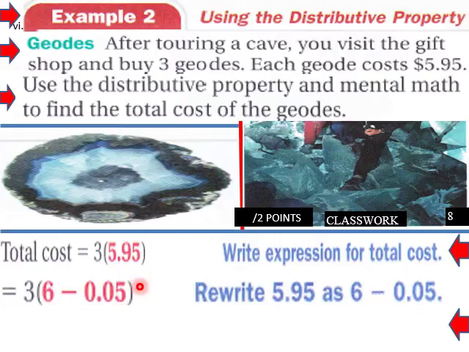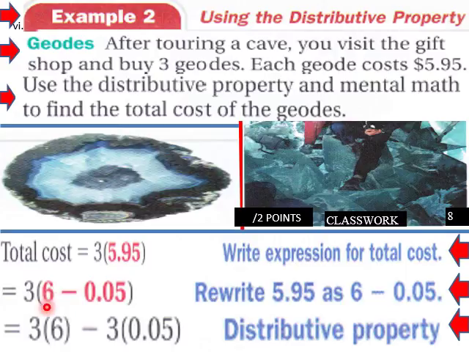And then rewrite $5.95 as 6 minus 0.05, 6 minus 5 cents. This would be another way of doing it, would it not? This is an equivalent expression of this up here.